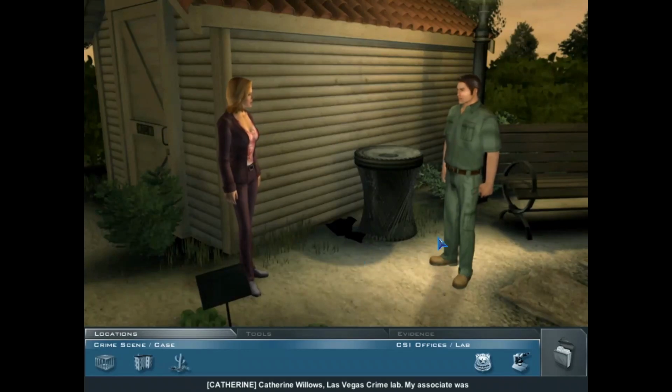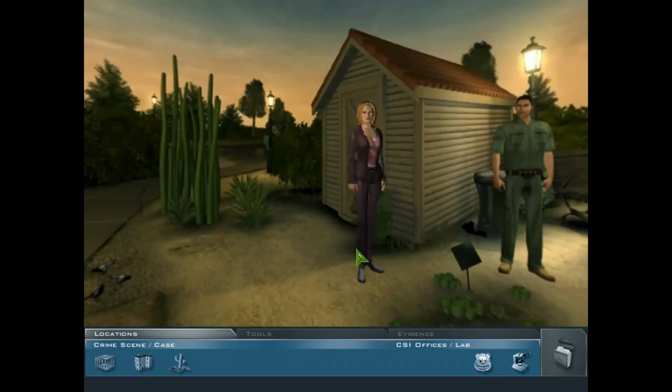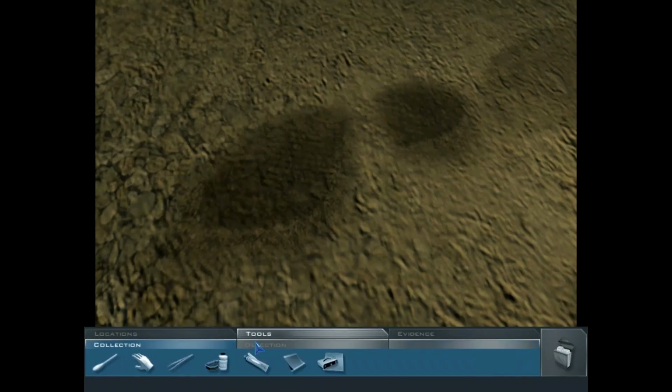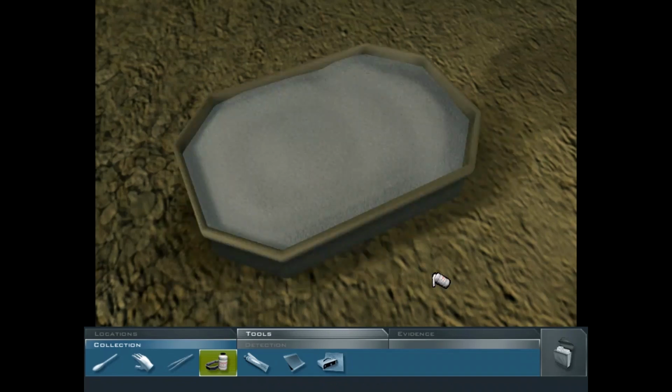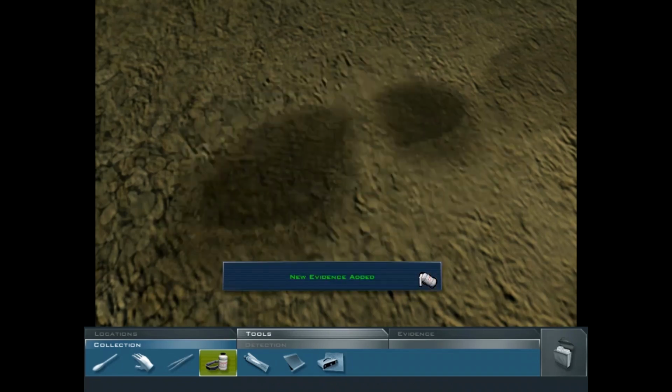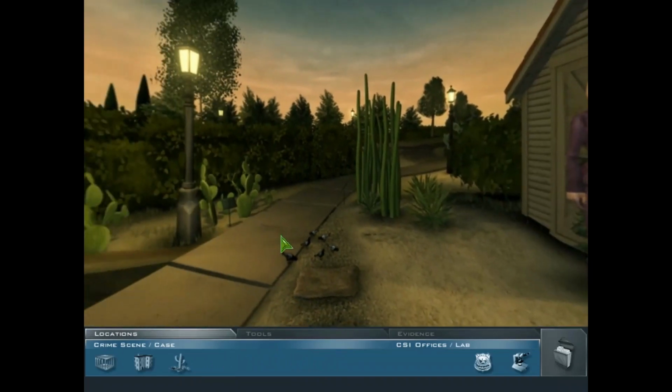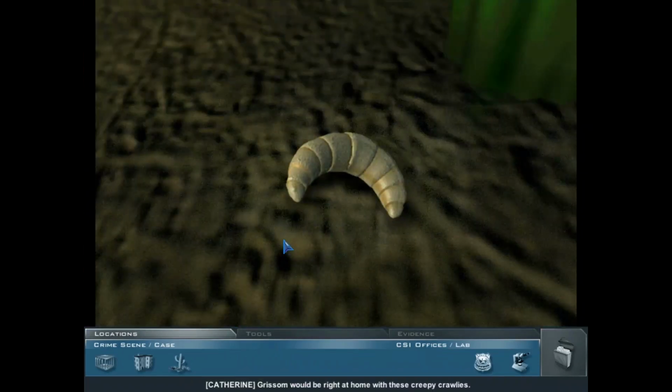Catherine Willow's Las Vegas Crime Lab. My associate was out here earlier, you'll recall. We're continuing our investigation, and we have some questions. Who knows? Maybe I'll have some answers. Ground's a little soft here. Wet. Underground sprinklers must have come on recently. Grissom would be right at home with these creepy crawlies.